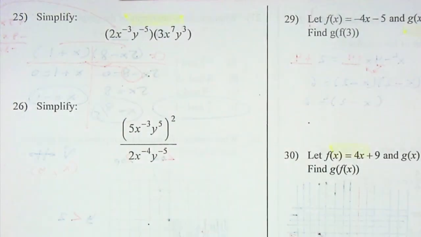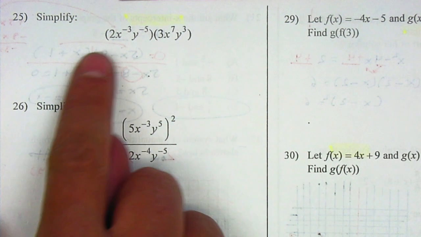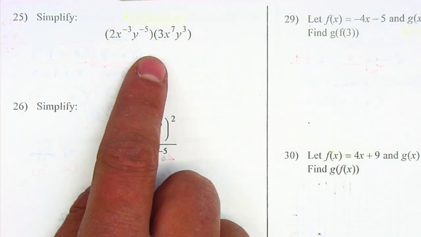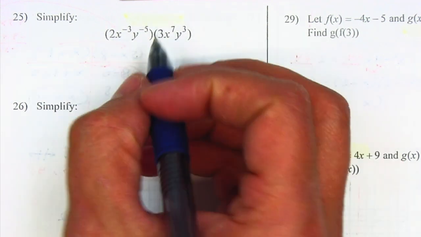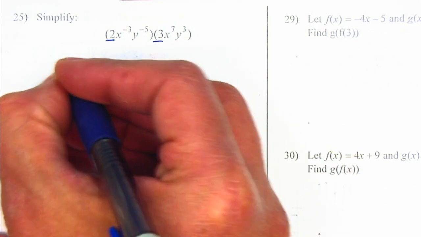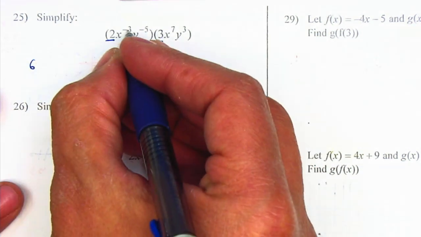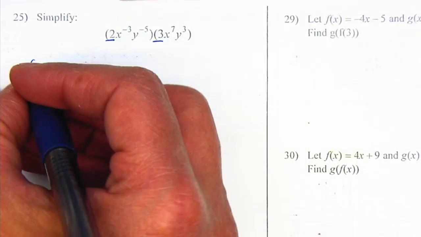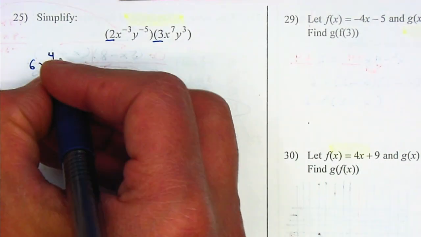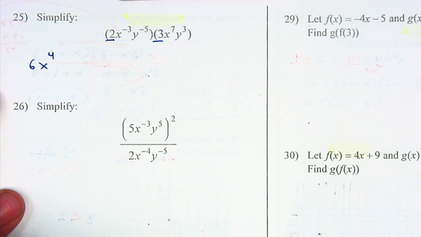On problem number 25, we need to simplify, and we have two expressions that are multiplying. There's nothing between them, so they're multiplying. We can just multiply the whole numbers, and that will give us 6. We have x to the negative 3 and x to the 7. I'm going to combine them, so it gives me x to the 4. Negative 3 plus 7 is 4.